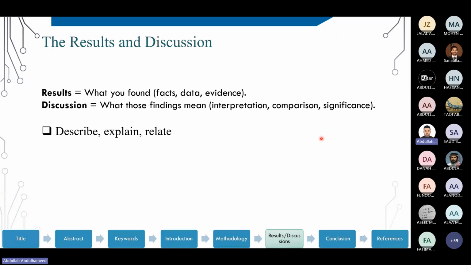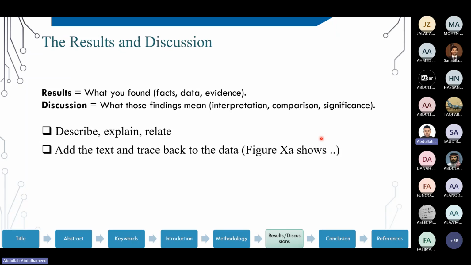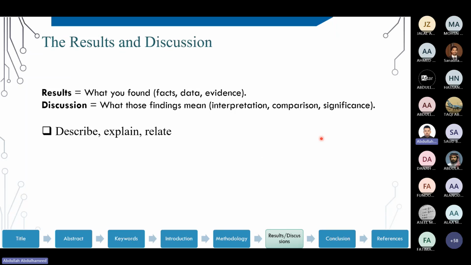So for results and discussion, I will say that the best approach to write your results and discussion is to do something like this: describe, explain, relate. First, describe your results. So you have a figure. Describe what the figure is. For example, the x-axis is the time, the y-axis is, for example, the capacitance or the resolution. So you are describing your curve. You are describing the result that you have.